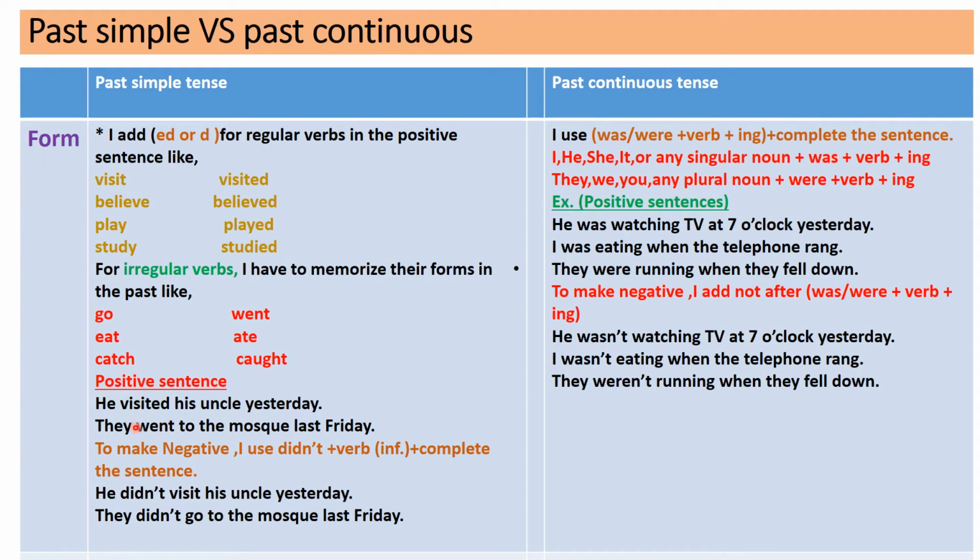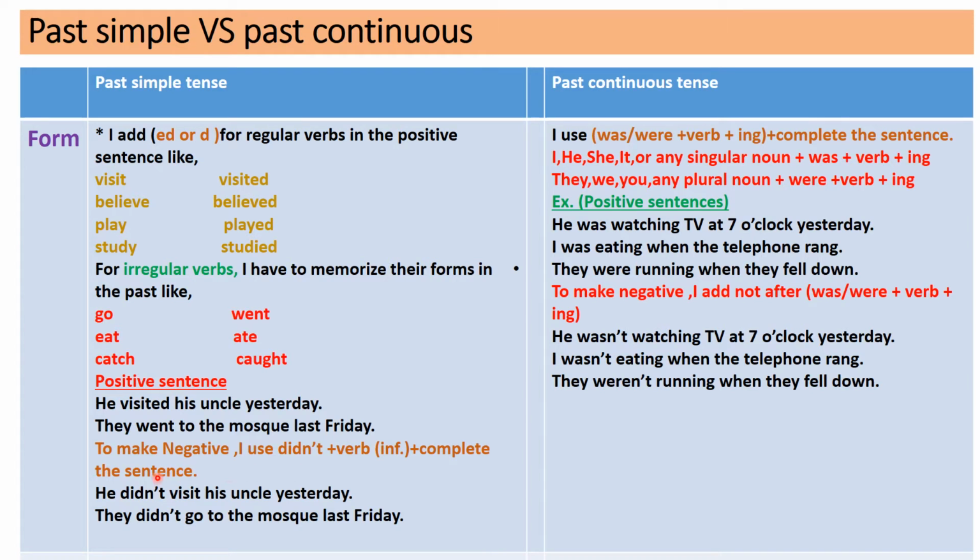Here we have some examples of a positive sentence. When I say, he visited his uncle yesterday, when I see ed, I know it's past simple. Also, I have the word yesterday. They went to the mosque last Friday. Went is the past of go. So last plus a period of time is a clue word for past simple.